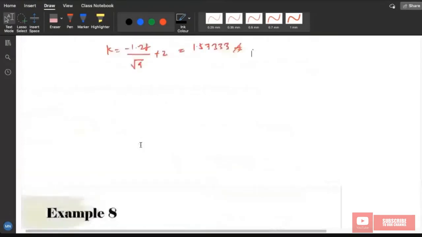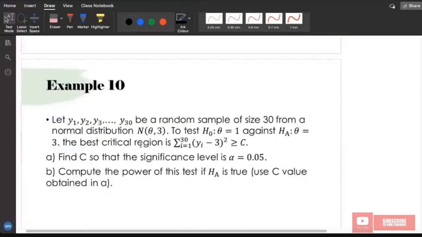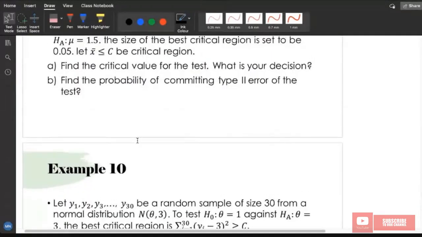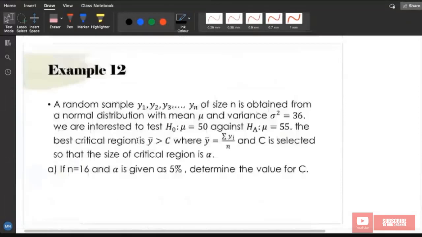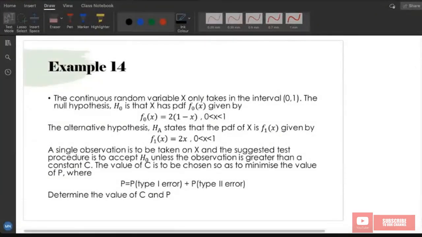Right. Example number 8, 9, 10, I leave it for group A to do. For example number 11, 12, 13, and 14, I leave it for group B to do. Right? And of course, you need to do both. Right? But we have another half an hour. Right? I will randomly pick one of you to answer example number 8 until example number 14. Are you ready?